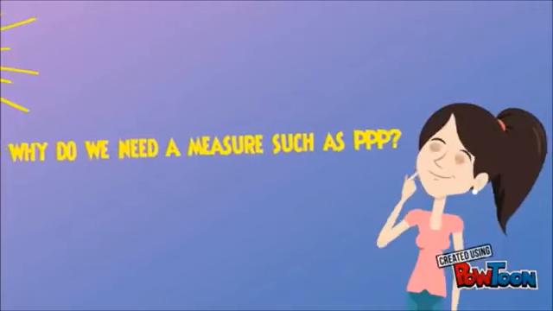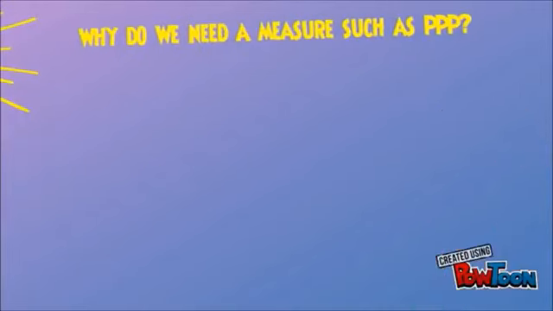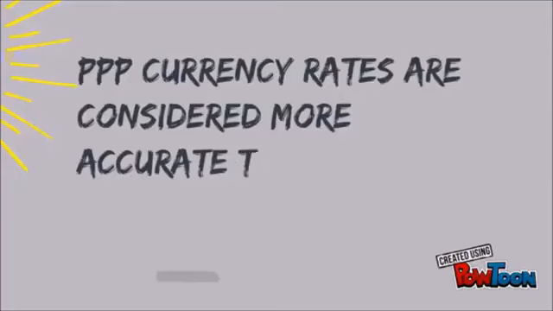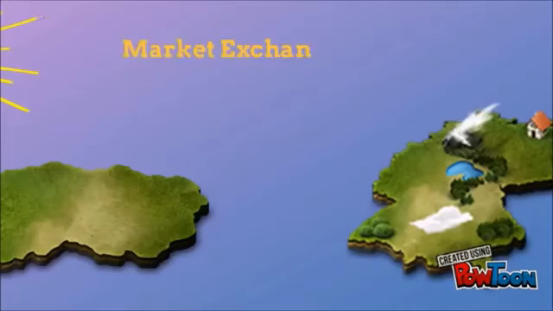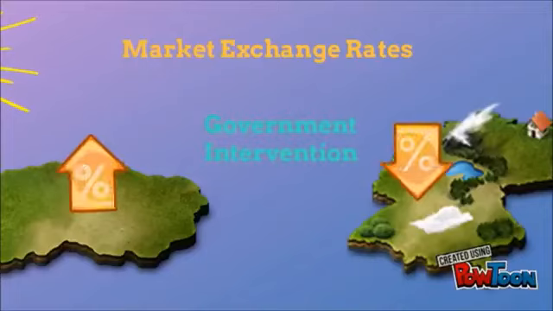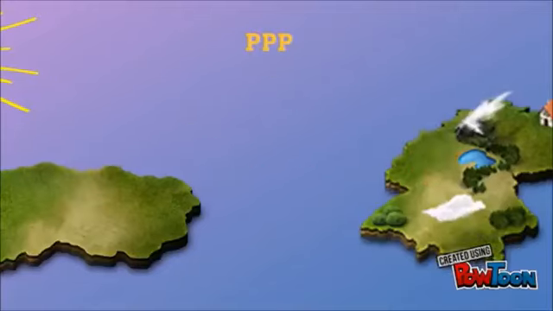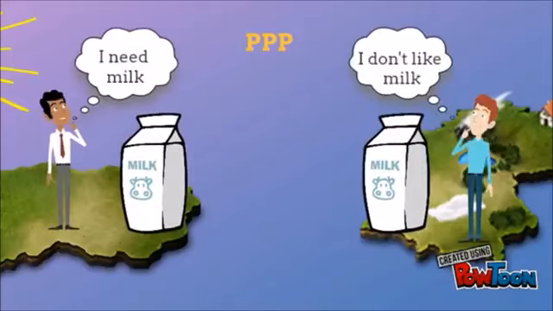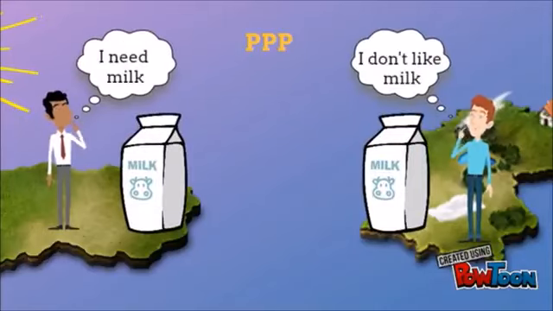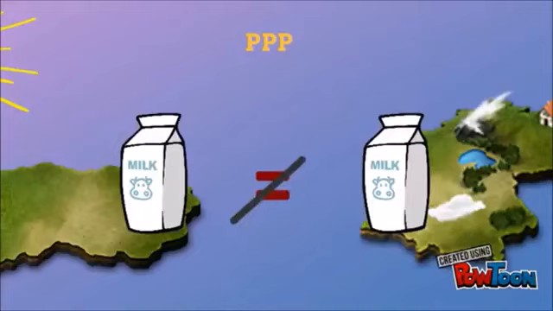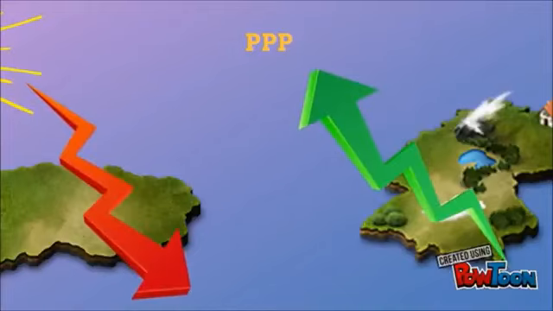Finally, why do we need a measure such as PPP? We need PPP to compare the purchasing power of different countries' currencies. PPP currency rates are considered more accurate than market exchange rates. Market exchange rates tend to be influenced by other factors such as government interventions, different interest rates, speculative trading, and hedging. On the other hand, PPP rates are often difficult to determine because of differences in purchasing habits among the citizens of different countries, unequal quality of goods in those countries, and differences in each country's economies. But once the PPP rate is determined, it remains relatively constant over the long run.